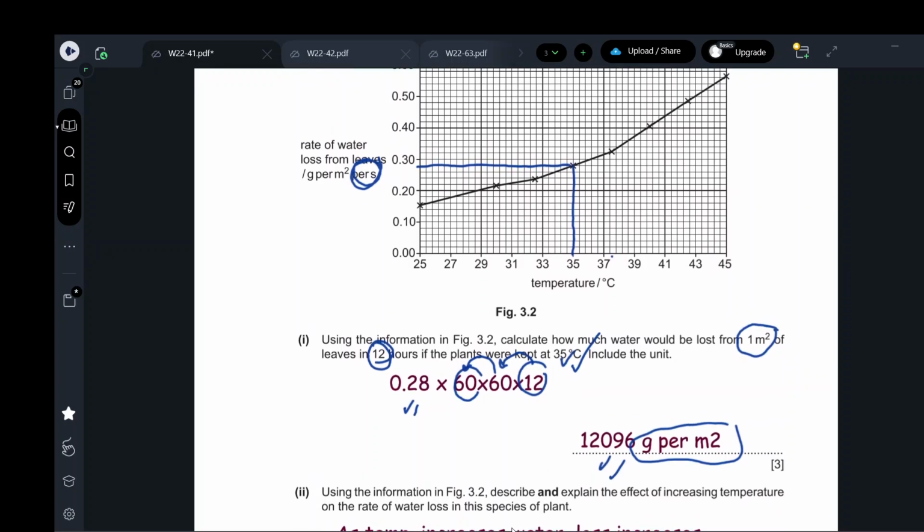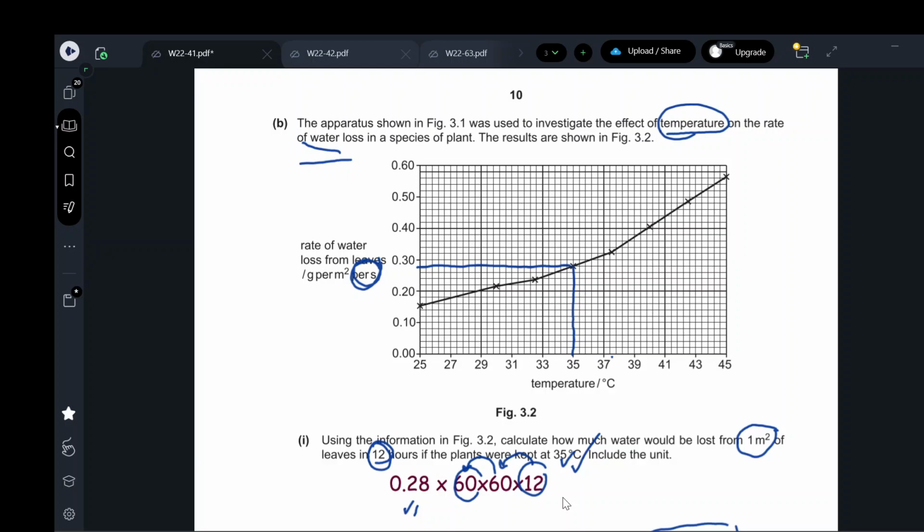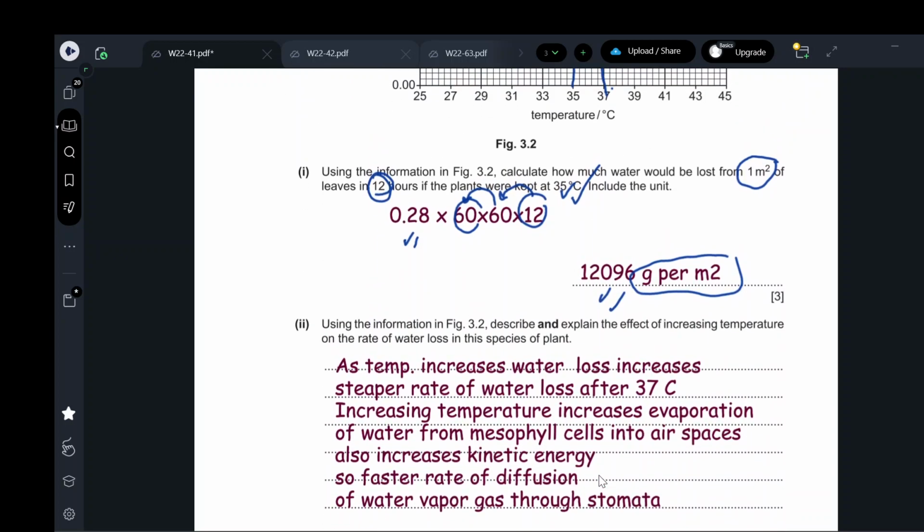Using the information, describe and explain the effect of increasing the temperature on the rate of water loss. The description is from the graph in front of you. As I can see, as the temperature increases, rate of water loss increases. It was gradual, and then starting from 37, it became a steeper increase after 37. This is the description. What is the explanation?